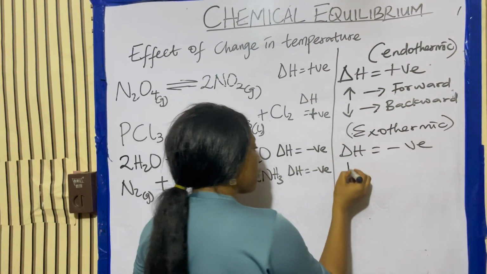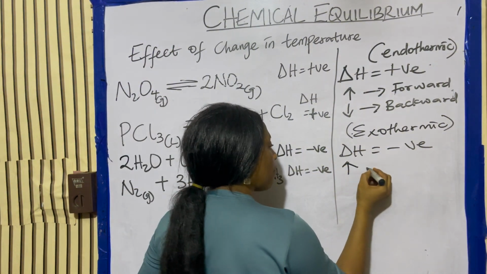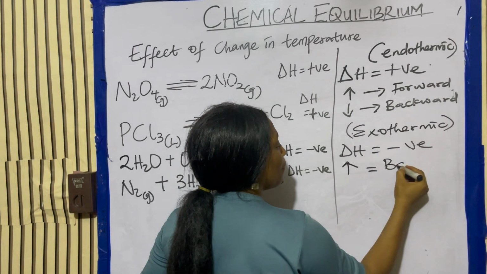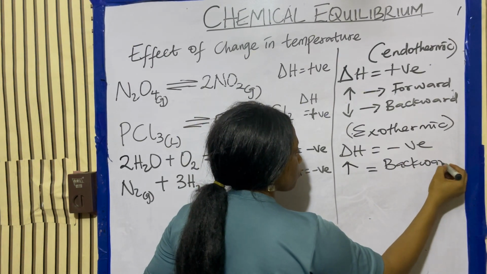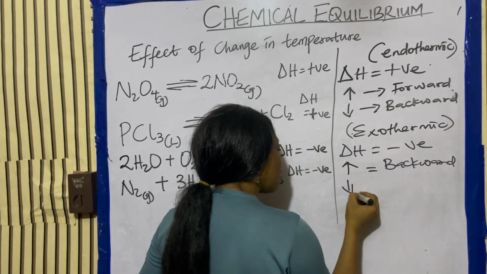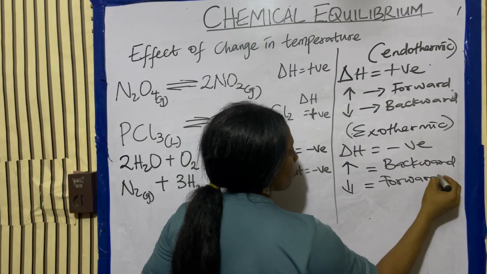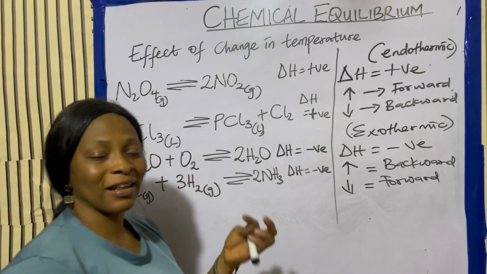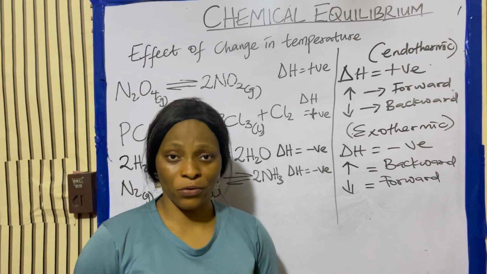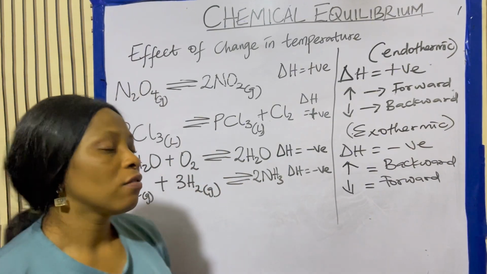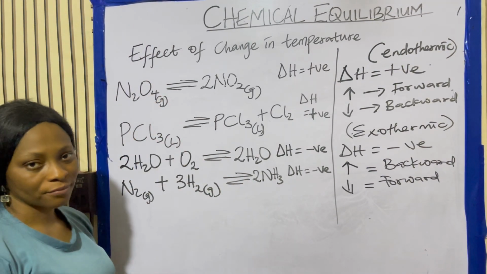In an exothermic reaction, increasing the temperature will favor the backward reaction, while decreasing the temperature will favor the forward reaction. Please, you need to know these at your fingertips. Are we together? Very important. So let's apply it here.